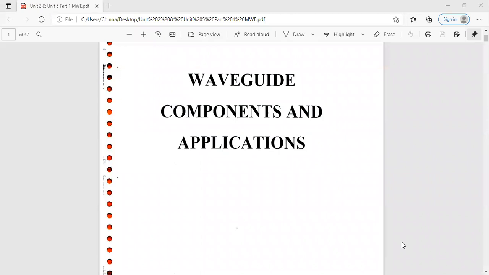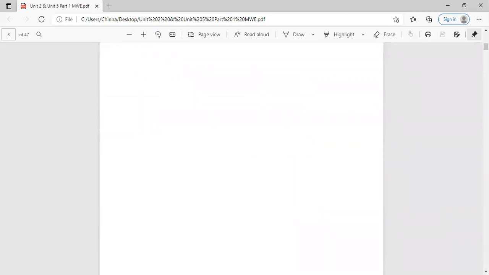So, waveguide components and applications. We already discussed some components, screws and posts, and waveguide coupling mechanisms, how they are represented, and some of the definitions. And now I want to discuss the attenuators and phase shifters of the waveguide.